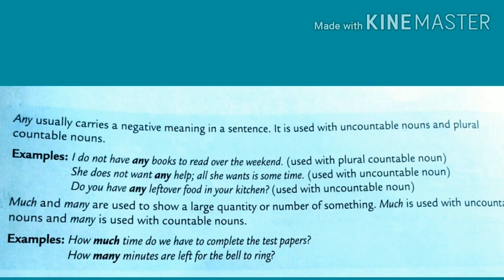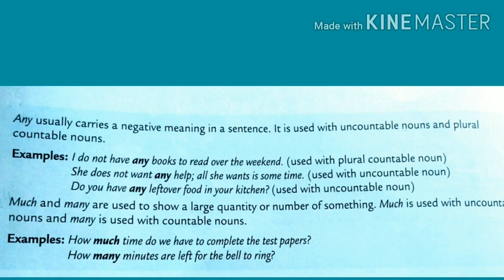Next example. She does not want any help. All she wants is some time. What she wants is only some time. Does not need help. It carries a negative meaning in the sentence, so they used any. It is used with the uncountable noun help. In I do not have any books to read over the weekend, this any is used with a plural countable noun. Here any is used with an uncountable noun. It's so easy to understand, right?